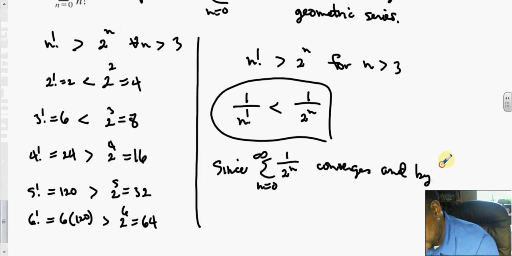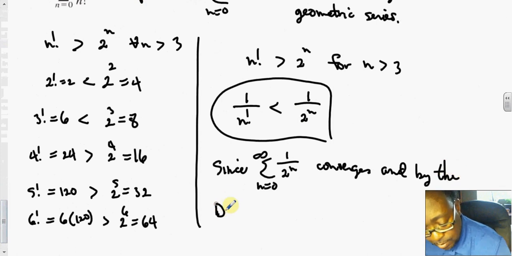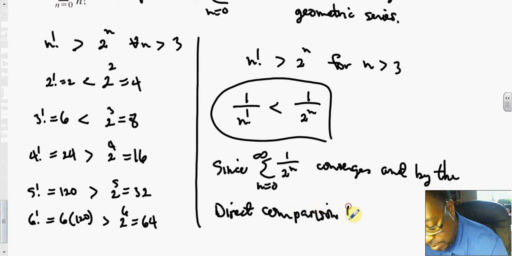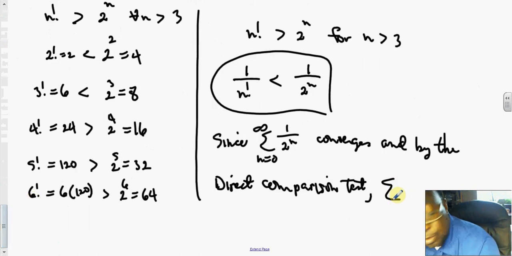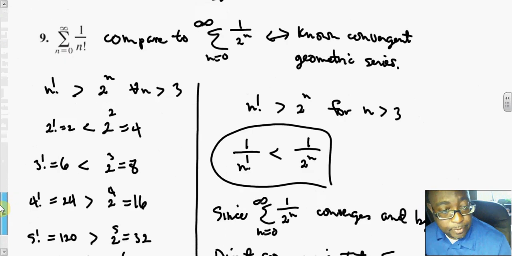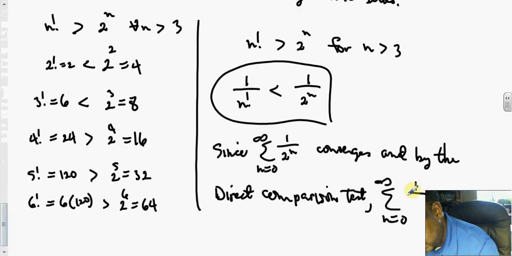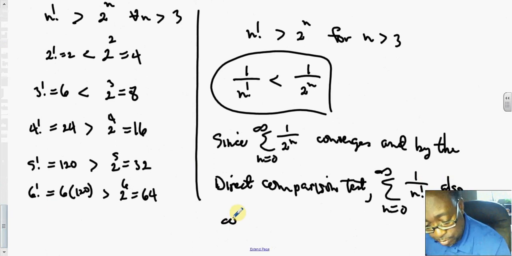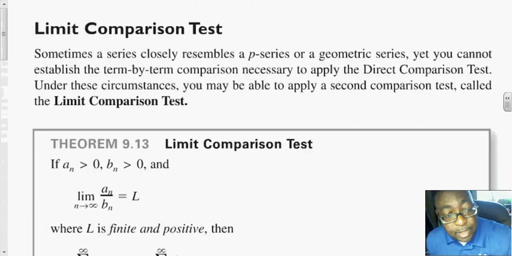and by the direct comparison, we have the series as n goes from 0 to infinity of 1 over n factorial also converges. Well, now let's look at the so-called limit comparison test.